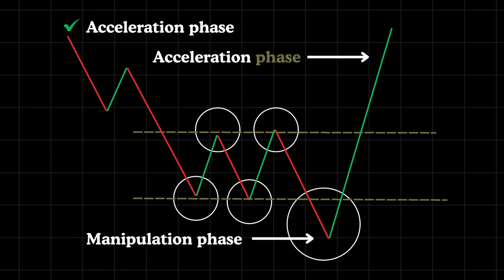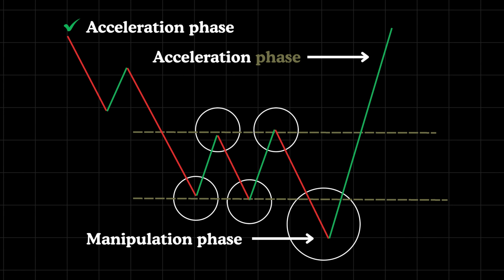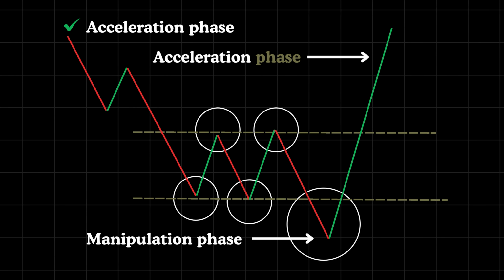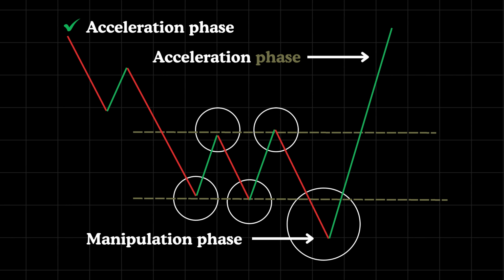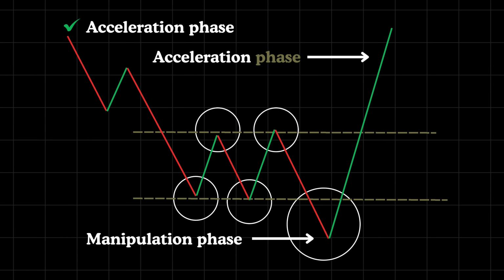This is where momentum kicks in, and it's your chance to catch the move right after the trap, in sync with the institutions. Ride the acceleration, don't chase it. That example illustrates the bullish version of the power of 3. Now let's look at the bearish version.